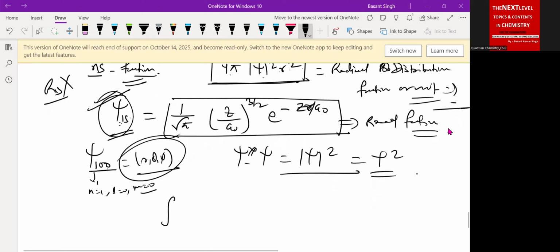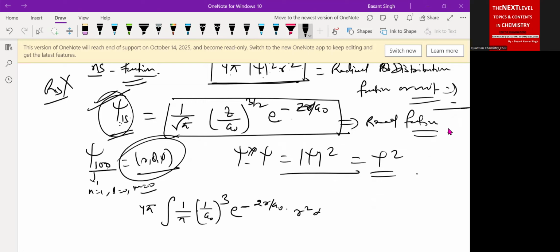Hence the integration of this 4 pi and psi square, this is equal to 1 by pi into z by a naught, 1 by a naught to the power 3 into e to the power minus zr, that is 2r by a naught, because by squaring this multiply with 2, and another term, that is r square dr here, and 0 to infinite. And what is the answer? That I have to see.